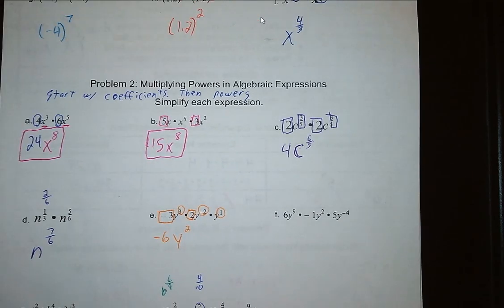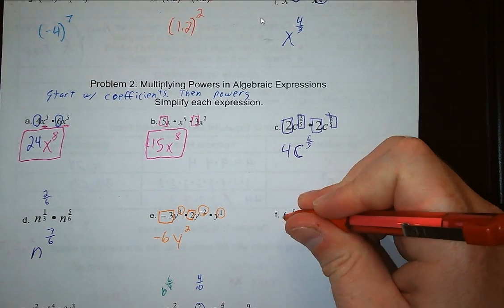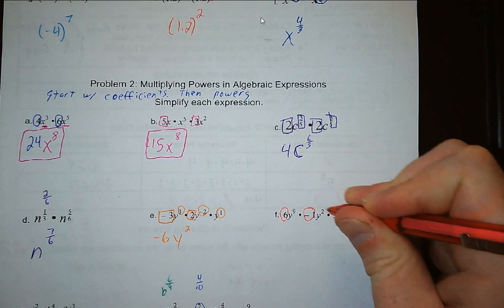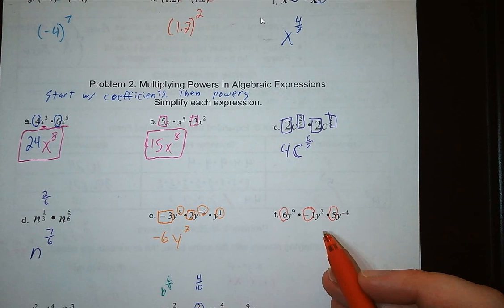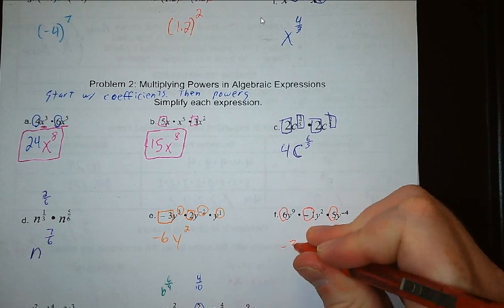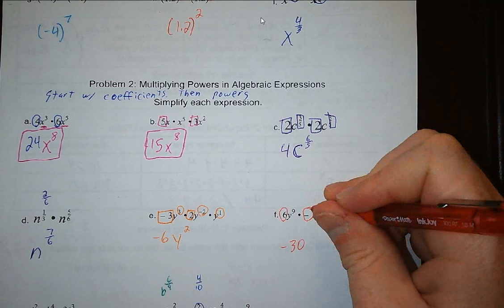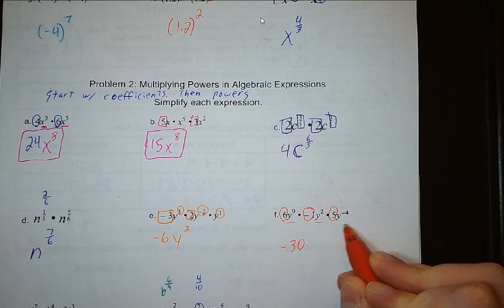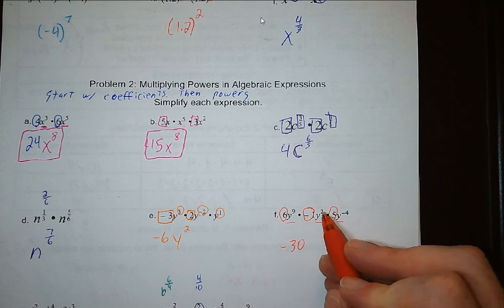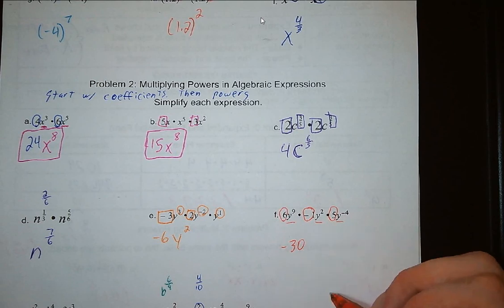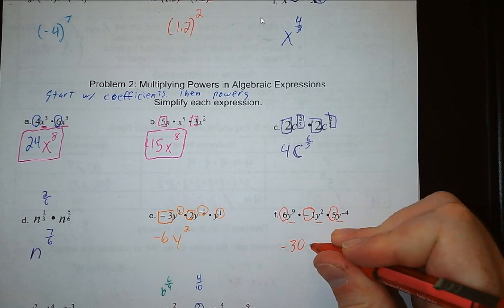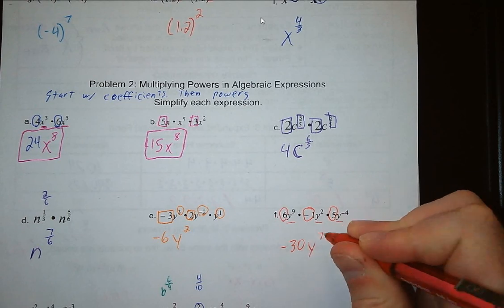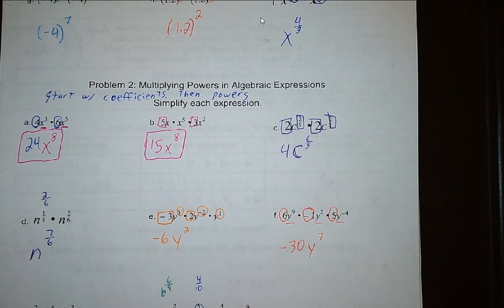Letter F. We have 3 different coefficients to multiply. So we have a 6, a -1, and a 5. 6 times -1 is -6, times 5 is -30. Now we need to look. We have a y, and a y. So we have 9, 2, and -4. 9 plus 2 is 11. Minus 4 is 7. So -30 y to the 7th power.